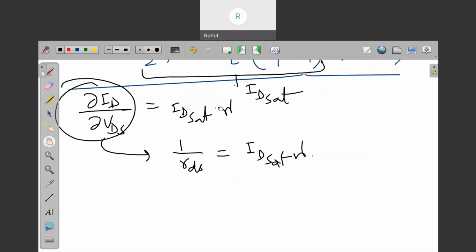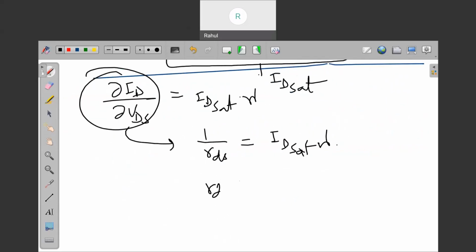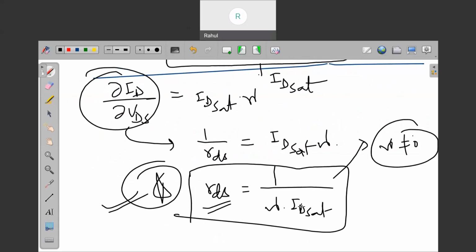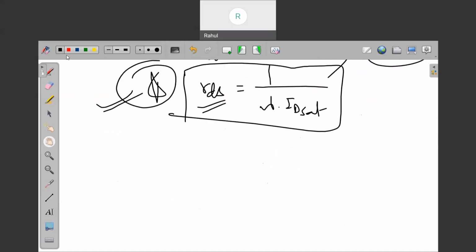So here RDS is equal to what? RDS equal to 1 upon λ times ID sat, right? So this is what the resistance is, whenever λ is not equal to 0, remember. And if someone is going to ask you what is the dimension of this λ, you can compute from here the dimension of λ.